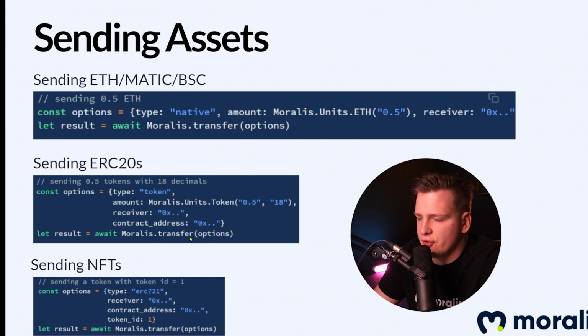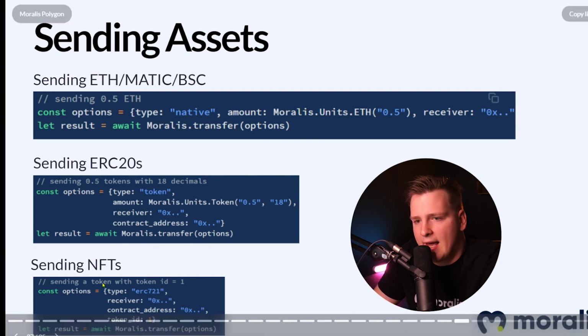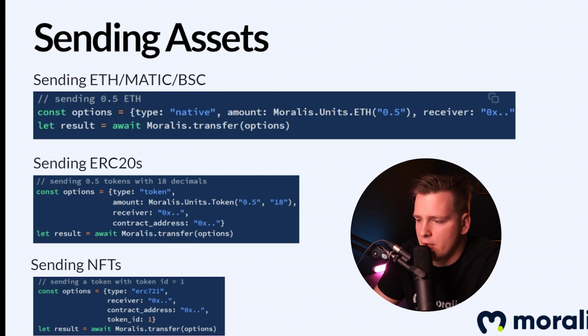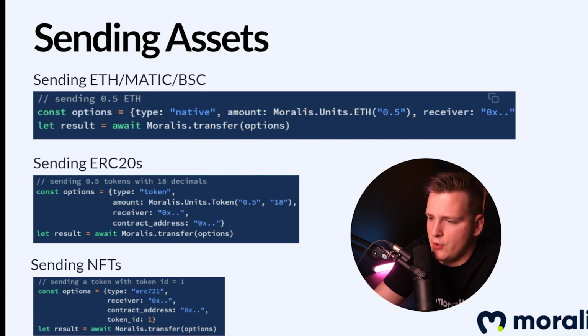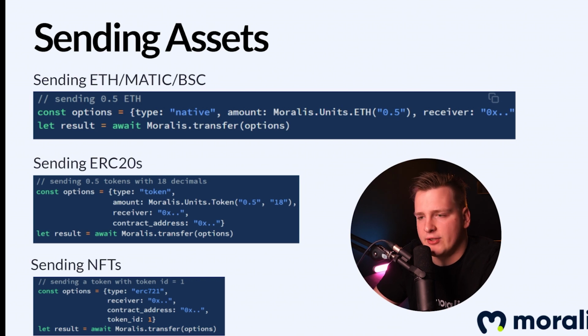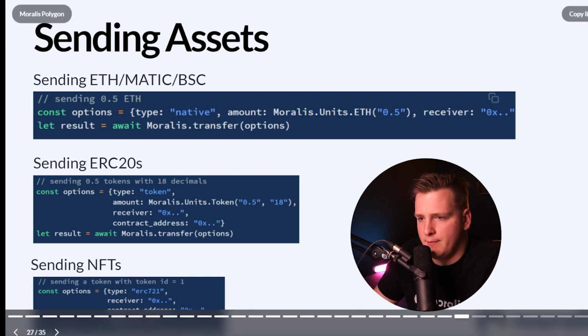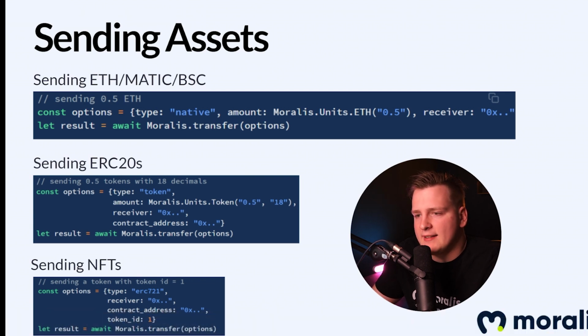1 line of code, moralis.transfer, and you have some options here, for example, the amount, the receiver, and the contract address, and NFTs in the same way, just 1 line of code, moralis.transfer with a few options, like for example, the receiver, contract address, and token ID. Very simple. This is how blockchain development should be. And as you can see, Moralis makes blockchain development as easy as web development.